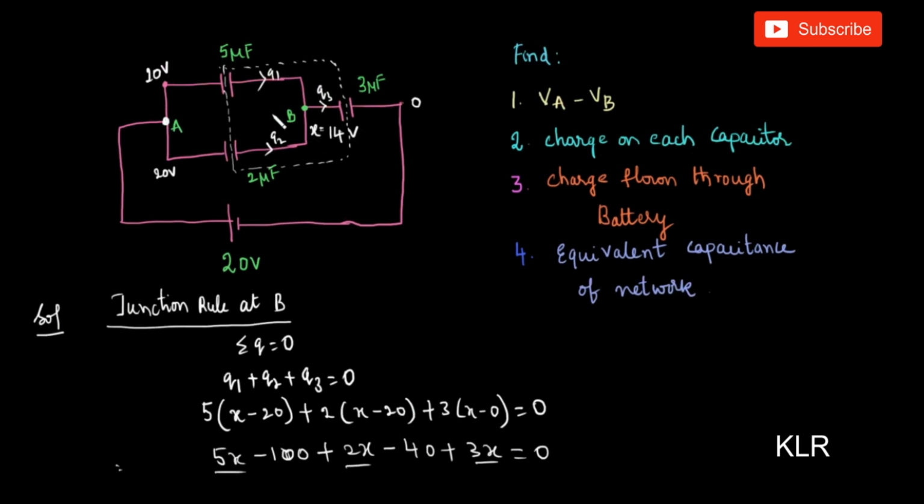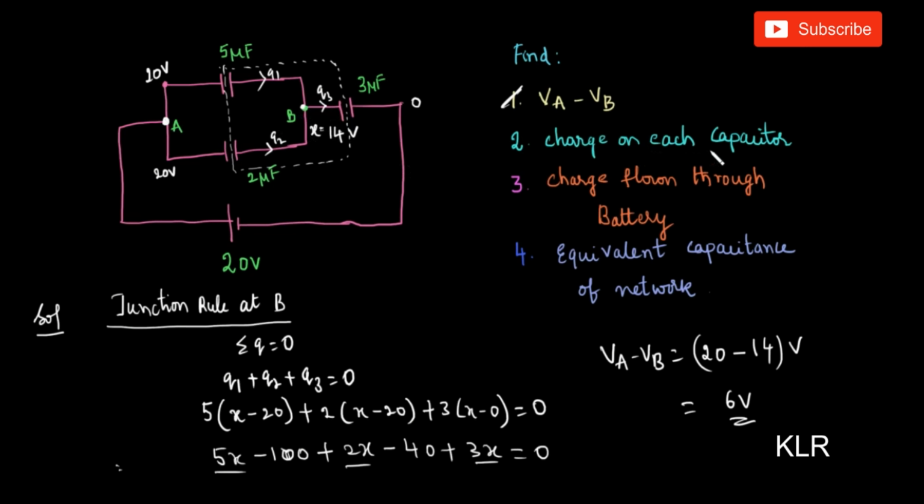We want VA minus VB. So VA is 20, VB is 14. So VA minus VB is equal to 20 minus 14, which is 6 volts. So VA minus VB is 6 volts. Now VA minus VB, we got 6 volts, the potential difference.